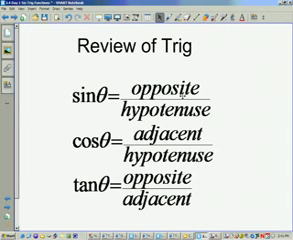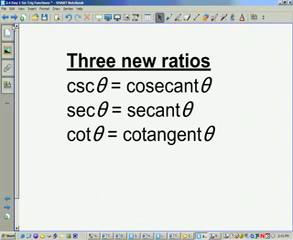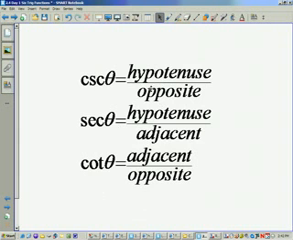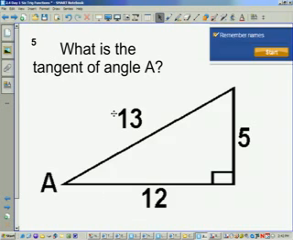Now, a little review of trig. Sine is opposite over hypotenuse, cosine is adjacent over hypotenuse, and tangent is opposite over adjacent. Three new ratios that we're going to learn today are cosecant of theta, secant of theta, and cotangent of theta. So cosecant of theta is hypotenuse over opposite, secant of theta is hypotenuse over adjacent, and cotangent of theta is adjacent over opposite.